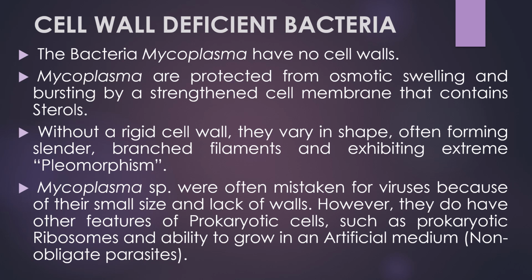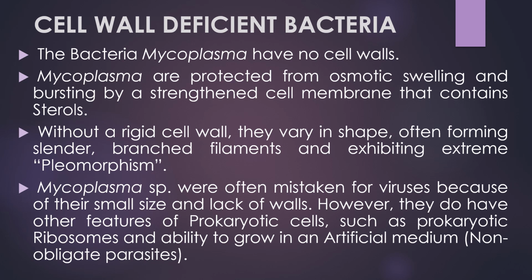Without a rigid cell wall, they vary in shape, often forming slender branched filaments, and exhibit extreme pleomorphism, that is, a pleomorphic shape. Because of the absence of the cell wall, the Mycoplasma are referred to as pleomorphic bacteria, because the cell wall is the major agent responsible for giving shape to the bacteria, and here the cell wall is absent. So the cell wall deficient Mycoplasma are referred to as pleomorphic bacteria.